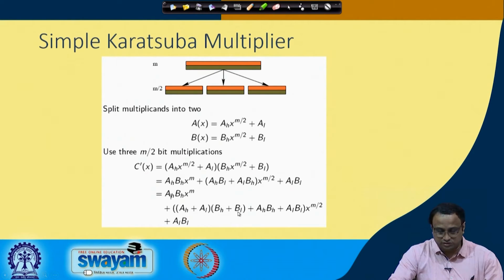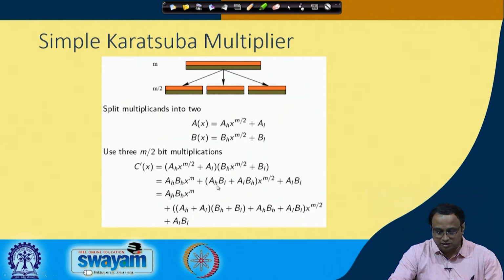Note that if you do this, some extra terms get incorporated, which are Ah times Bh plus Al times Bl. You would like to subtract them, and in GF(2) arithmetic, subtraction is nothing but addition, because both of them are XORs. So, in order to cancel them out, you add Ah times Bh plus Al times Bl, and therefore this is equivalent to Ah times Bl plus Al times Bh.